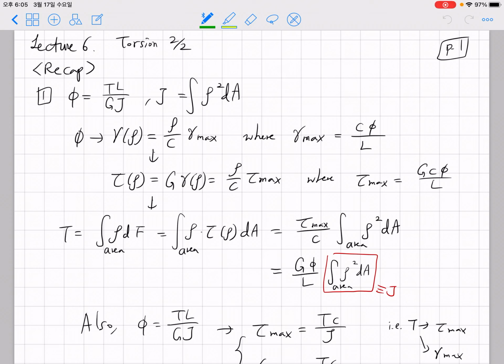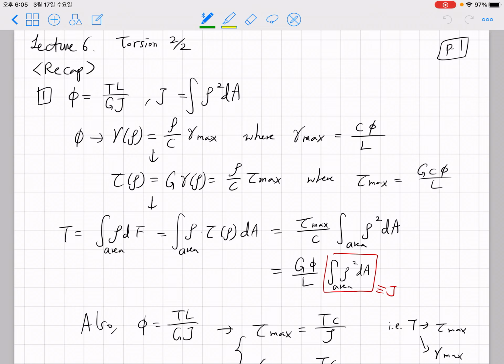Hi everyone, today I'm gonna give you my second lecture on torsional loading. Before discussing the new contents of today, let me give you a review of the contents we covered in the previous lecture. So in the previous lecture we covered two things.